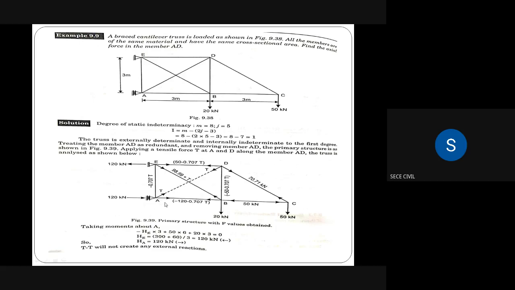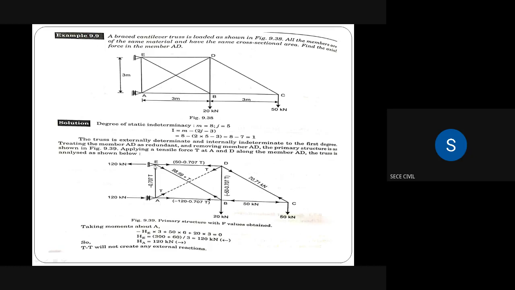What moment will we get, clockwise or anti-clockwise? Ashwin, what moment will come here because of 20 kilonewton? What moment here, clockwise or anti-clockwise at point A? Clockwise. Okay, and because of 50 kilonewton also clockwise. Clockwise moment will occur at point A. Okay, is there any other force acting?